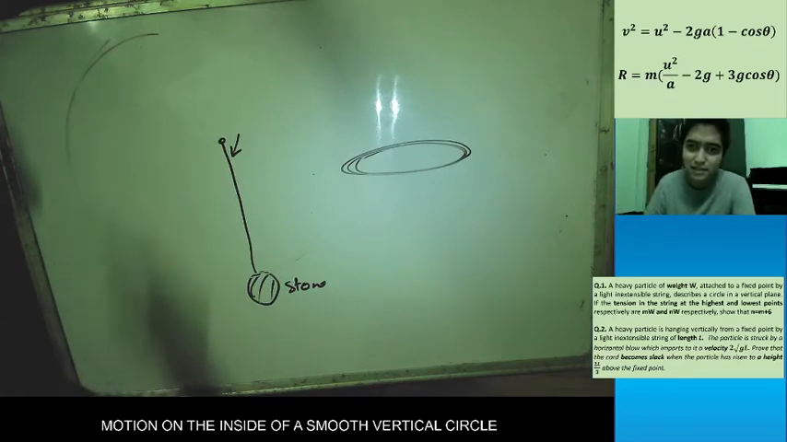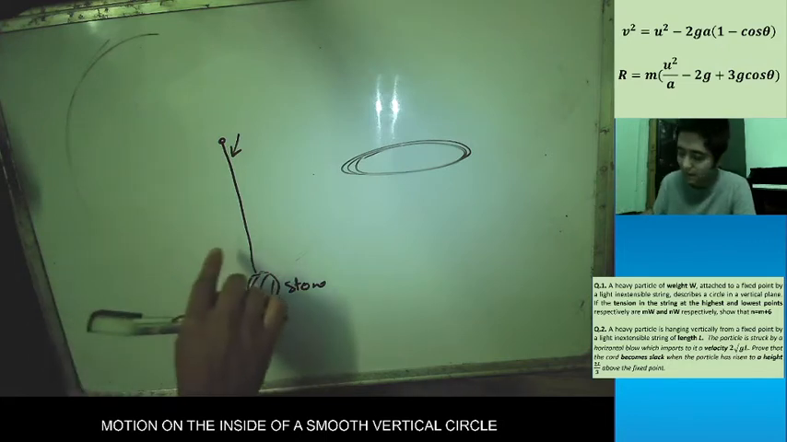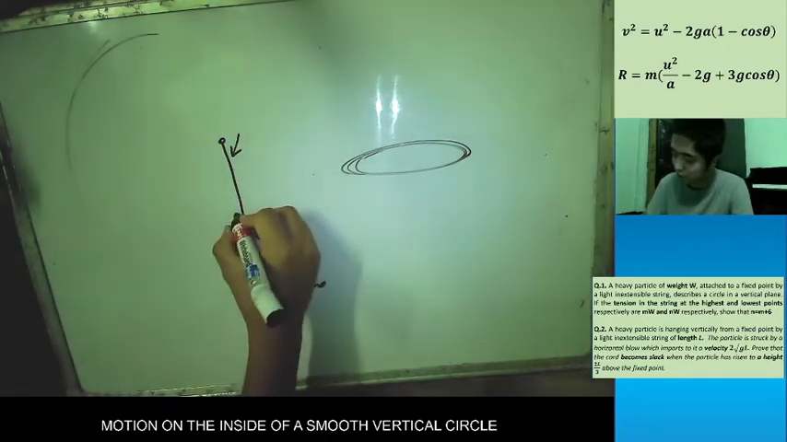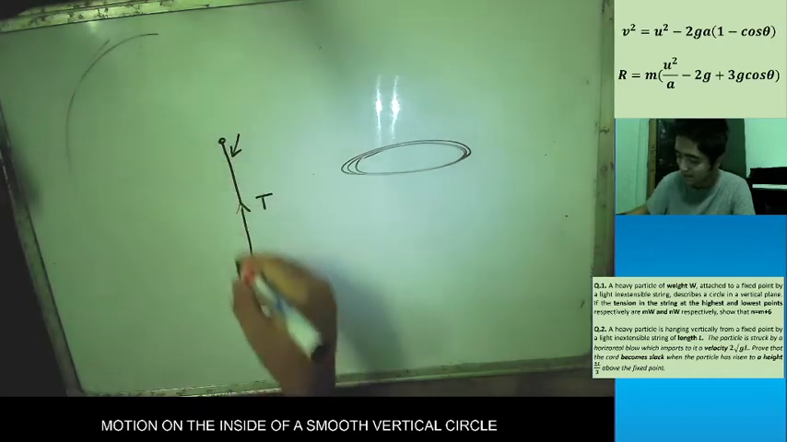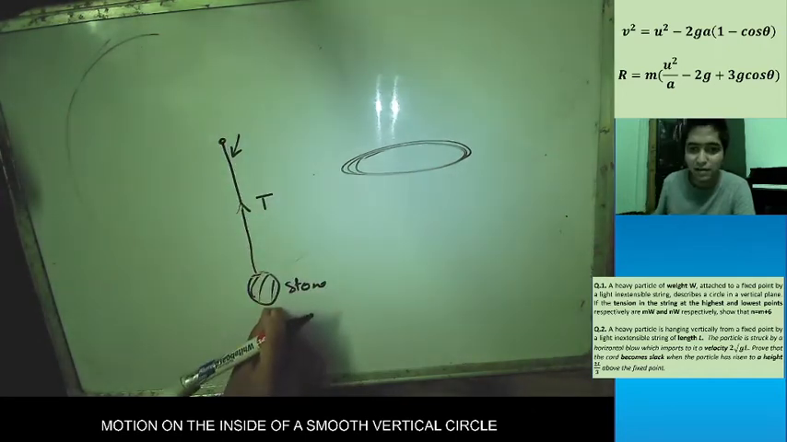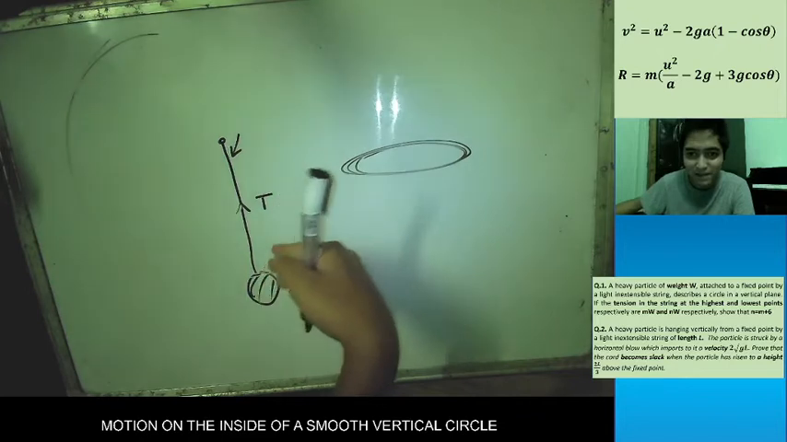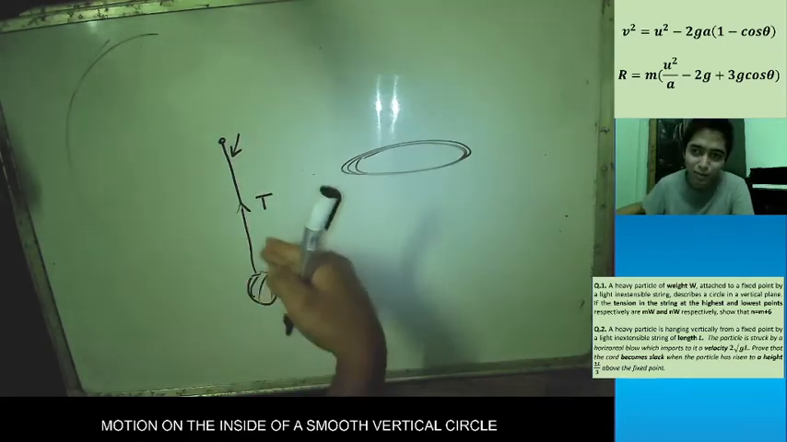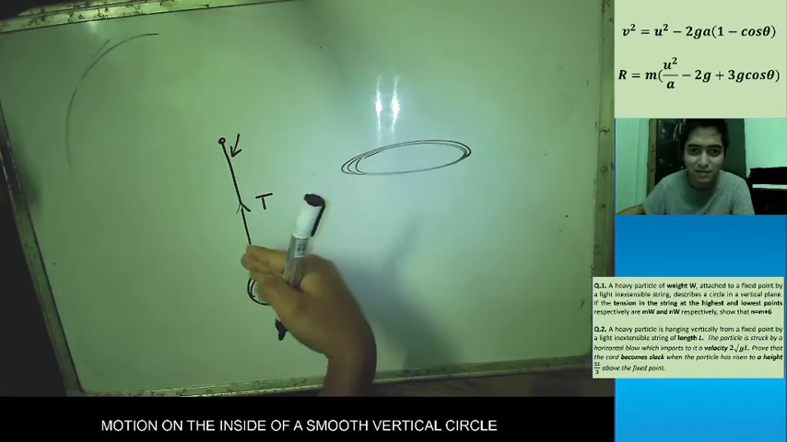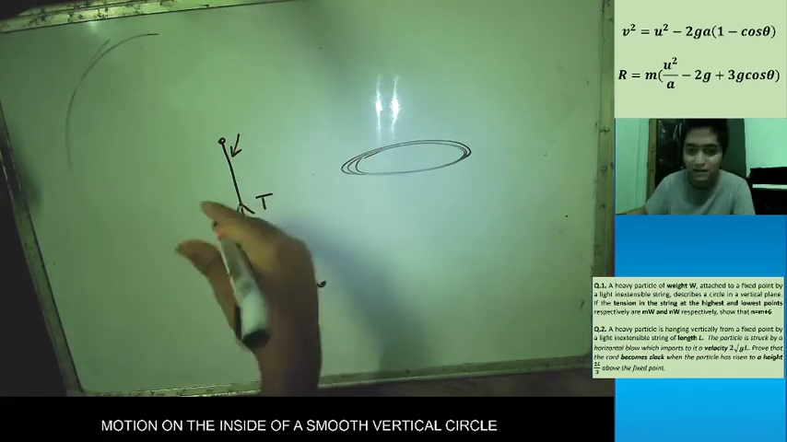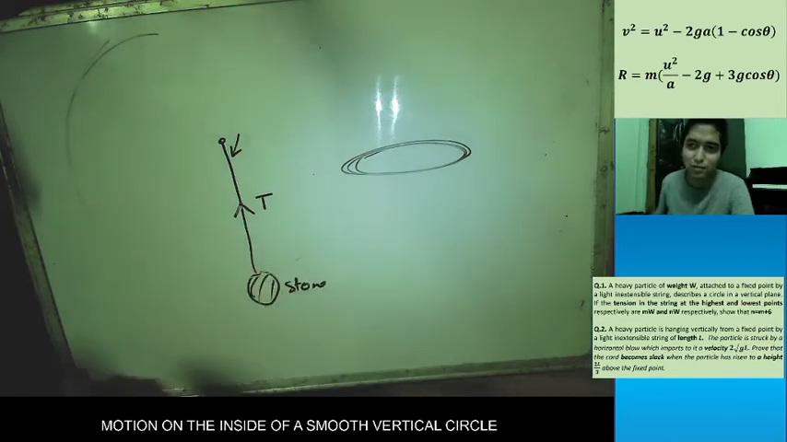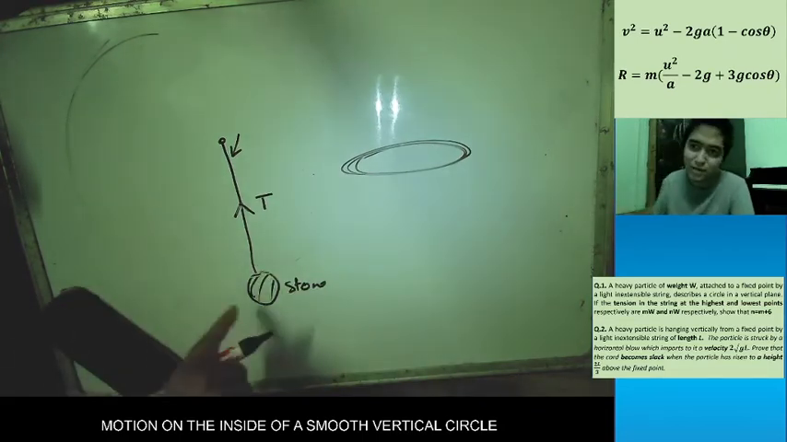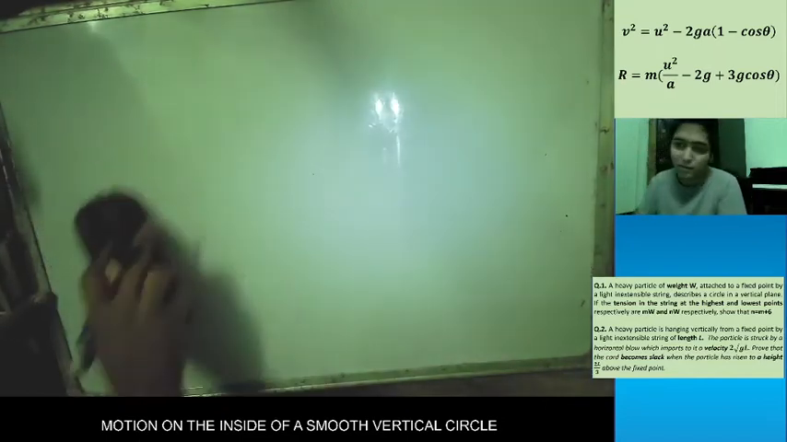Over here, the formula will remain the same, except that instead of the normal reaction R, we have the tension of the string. The tension of the string keeps the stone here. If there is no tension in the string at all, then the stone will fall down. But because there is tension supplied by the string, it keeps the stone in place. Otherwise the stone will fall down. So instead of R, you may have T, but the formula remains the same.